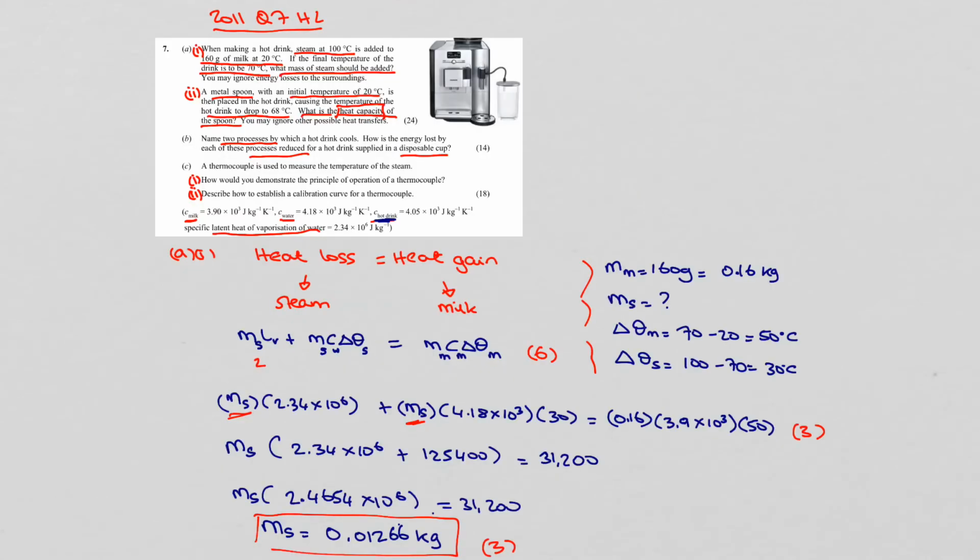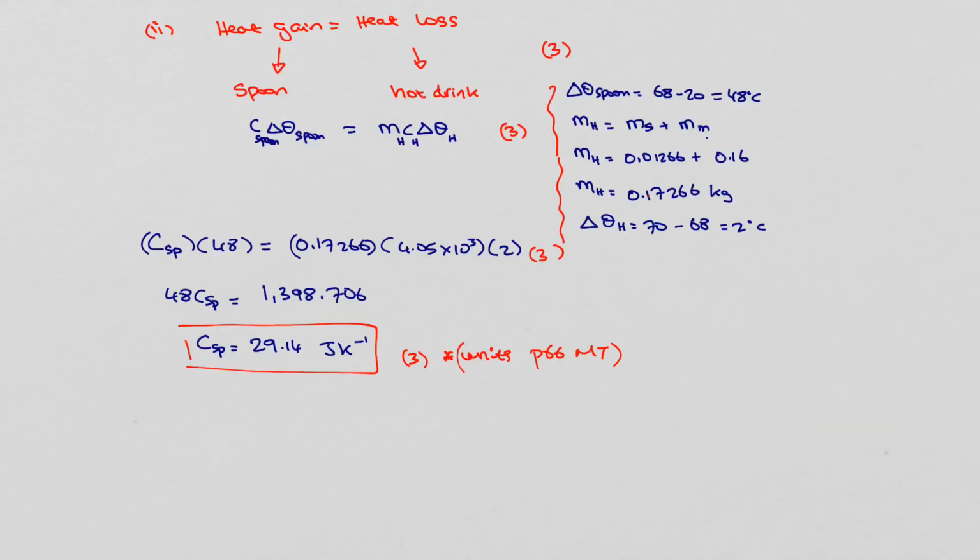So C then was a thermocouple is used to measure the temperature of the steam. How would you demonstrate the principle of the operation of the thermocouple? And then describe how to establish a calibration curve for a thermocouple.